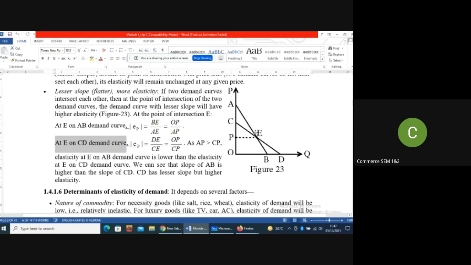Now look at this demand curve AB. The AB demand curve is steeper. That means the slope of this demand curve will be higher than the CD demand curve. Again, we can see that the elasticity for the AB demand curve will be less. So for two straight line demand curves which are intersecting each other, the steeper demand curve will have lesser elasticity.